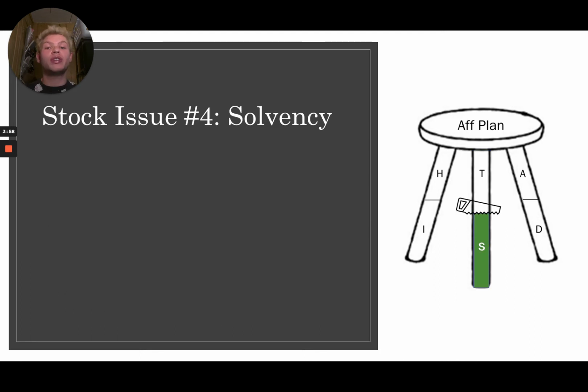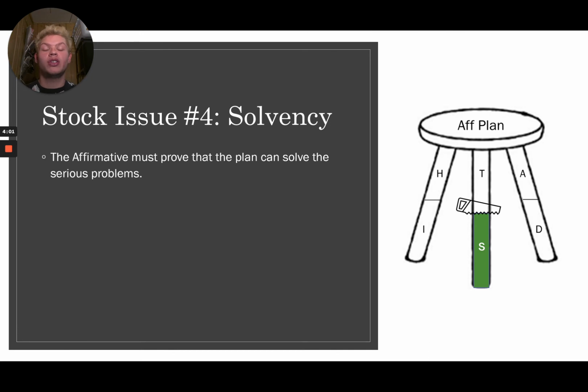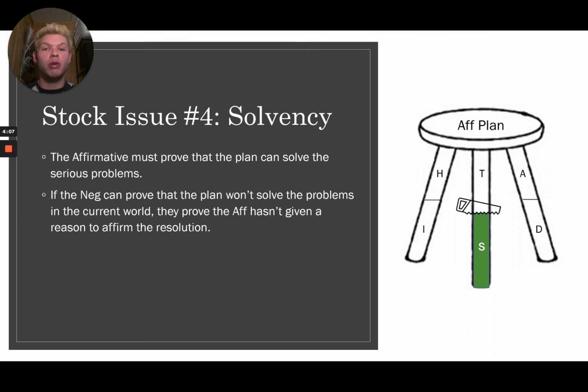Which brings me to the fourth stock issue of solvency. So the affirmative needs to prove that their plan can solve the serious problems they've talked about. And if the negative can prove that the plan won't solve those problems, then they prove that the affirmative hasn't given a reason to affirm the resolution. If the resolution won't fix anything, why would we affirm it?